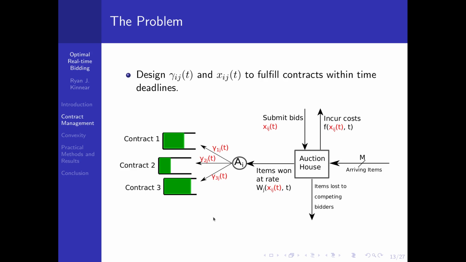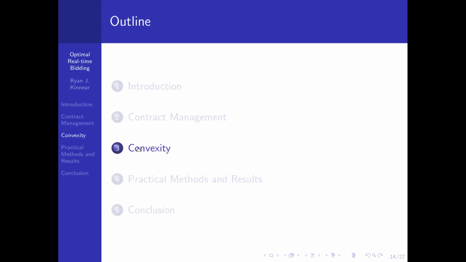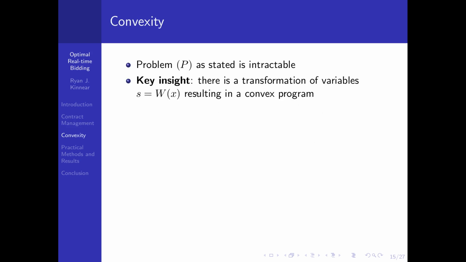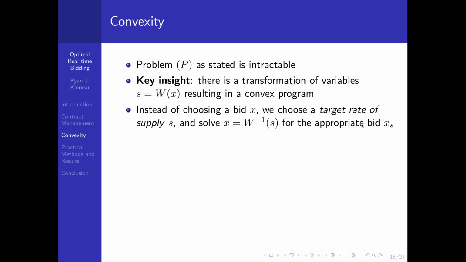So this is a kind of a picture of how this works. Okay, now we're going to talk about how to actually solve this problem. So as I said, problem P, as it stated, is intractable, but there's a remarkable transformation of variables which transforms the problem into a convex program.